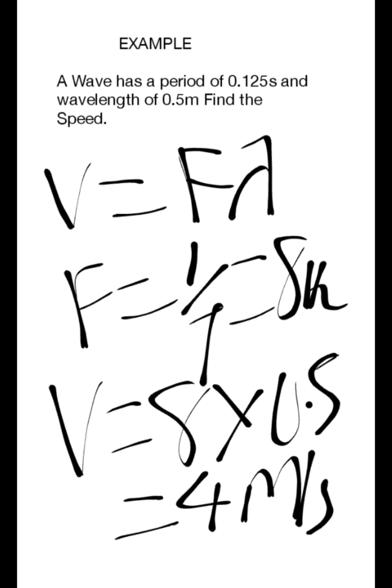Also, another formula you can use when you have been given the period, you can just say speed is equal to wavelength over period instead of finding frequency first.